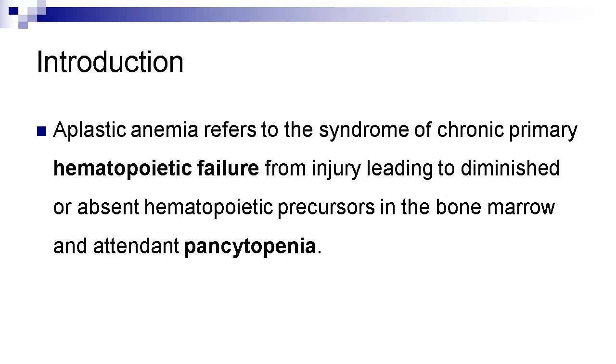Aplastic anemia refers to the syndrome of chronic primary hematopoietic failure from injury leading to diminished or absent hematopoietic precursors in the bone marrow and attendant pancytopenia. You have learned in the last few weeks that hematopoiesis occurs in the bone marrow. The bone marrow is a factory of the blood cellular components, the red cells, the white cells, and the platelets. In aplastic anemia, there is failure of this factory.